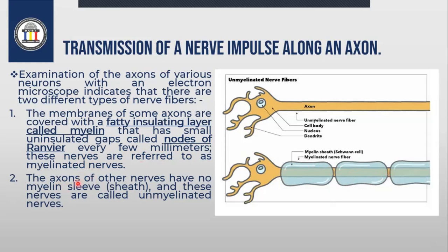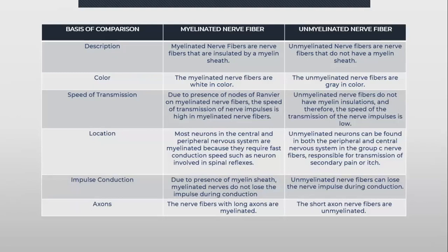The second type is where the axon of the nerve has no myelin sheath. See, there is no myelin sheath, and this nerve is called an unmyelinated nerve. So now we know the difference between them, because of this myelin sheath. What's the difference between them in terms of description? The myelinated nerve fibers are nerve fibers that are insulated by the myelin sheath. This one has no myelin sheath. In terms of color, this one is white, and this one is gray.